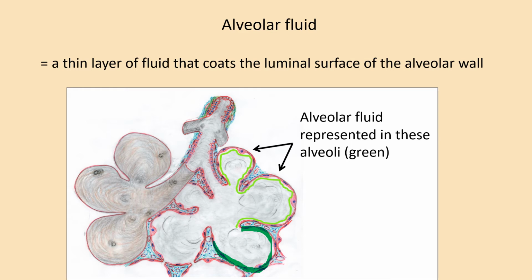Well, they're lined with a very thin layer of fluid known as alveolar fluid. That's a good name for that. And that alveolar fluid is a body fluid. It's mostly water with a variety of dissolved solutes. And the composition of that alveolar fluid determines the surface tension present here.